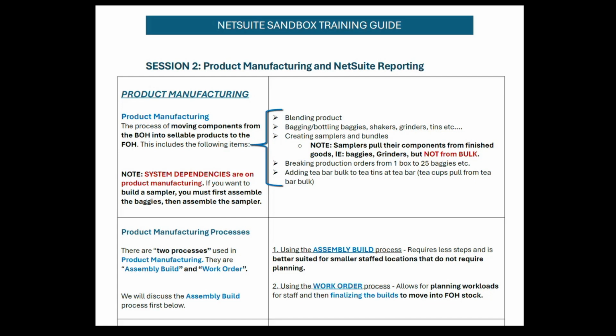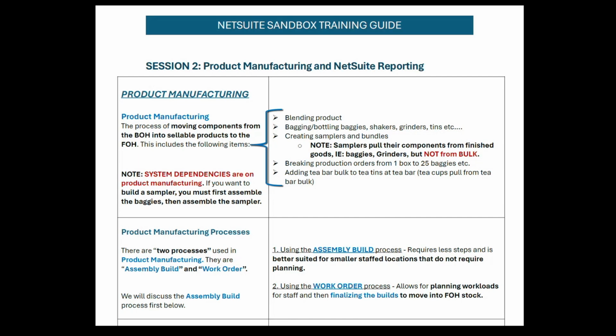Product manufacturing is the process of moving your components out of stock and into stock of your sellable units. This is going to be used to create your bulk blends as you've done previously, but it's also now going to be included in processing manufacturing for finished goods, such as your small and large baggies, grinders, bottles, shakers, tins, and other items.